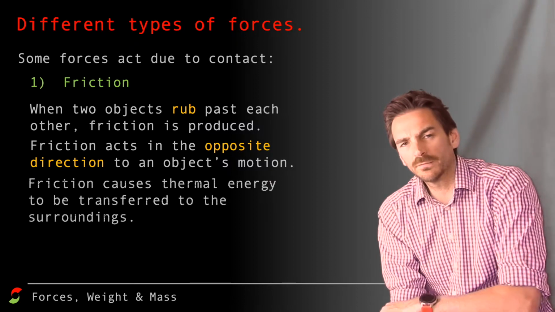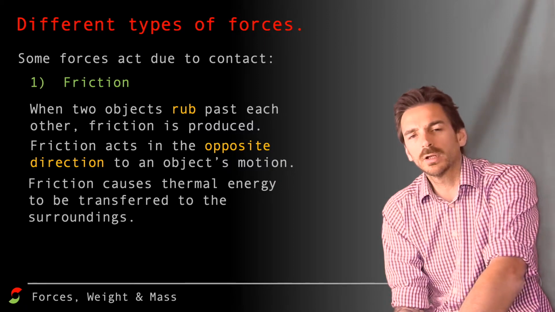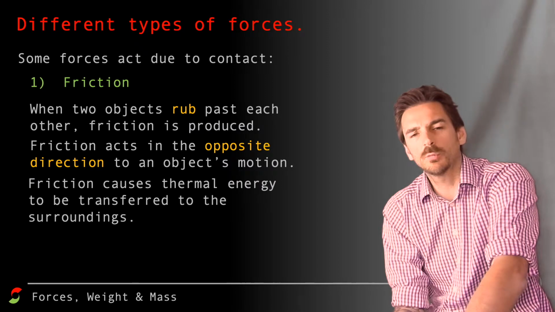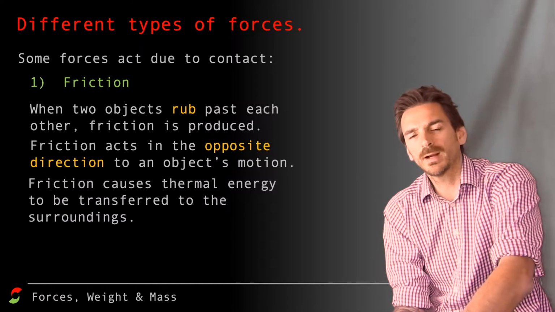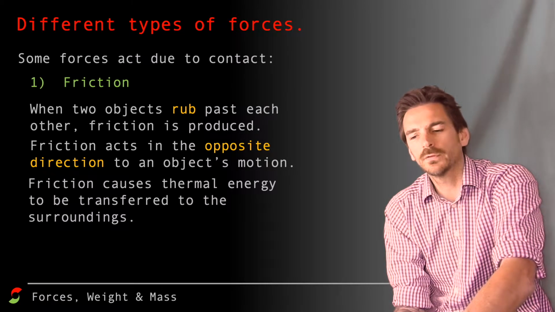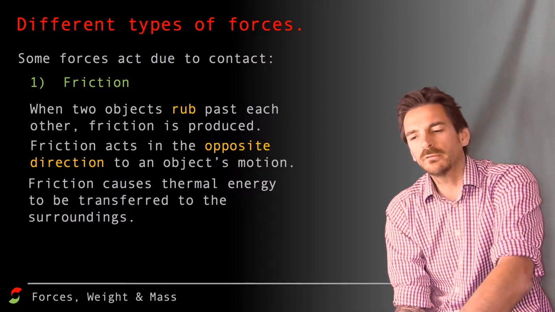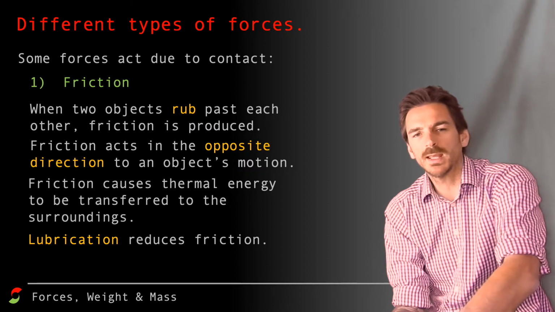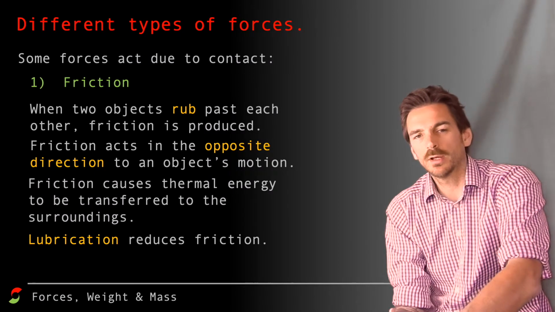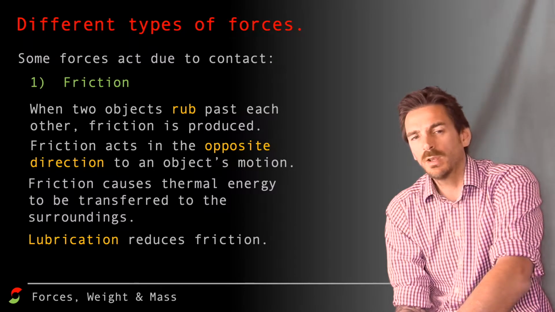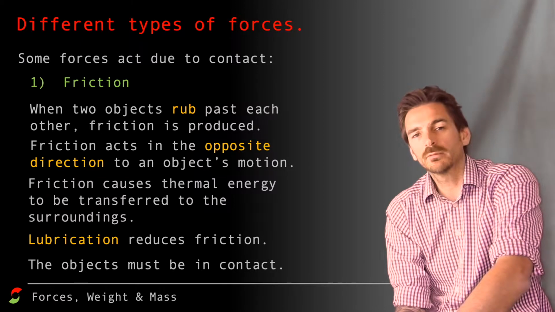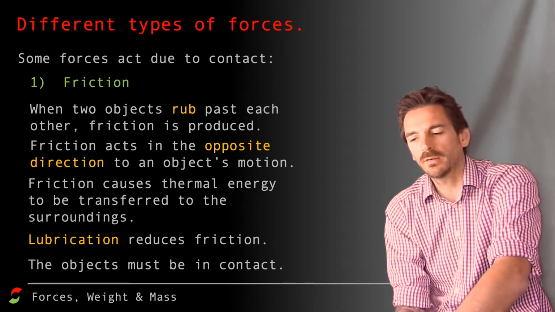Another thing to remember about friction is that it causes heating, and it causes a thermal transfer of energy to the surroundings, a dissipation of thermal energy. That dissipation of thermal energy can be reduced by lubricating the objects that are in contact with each other. But remember that those objects must be in contact with each other.